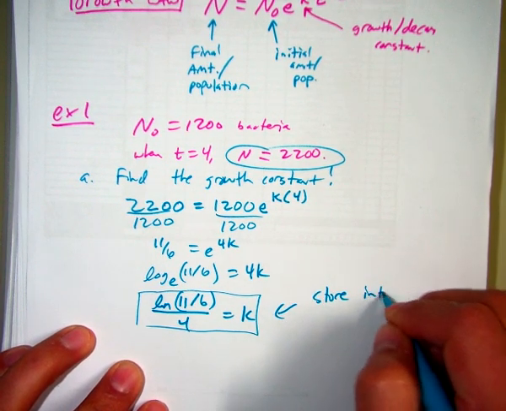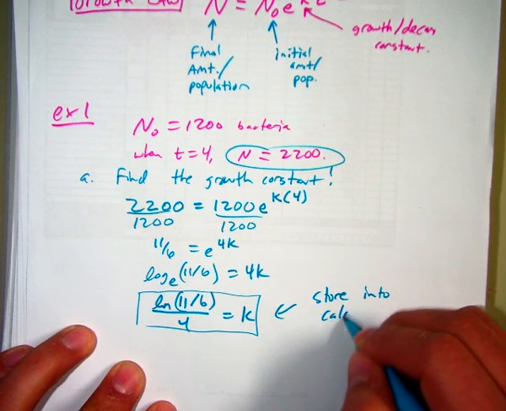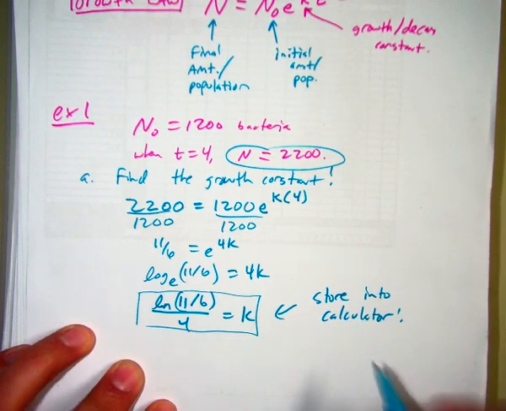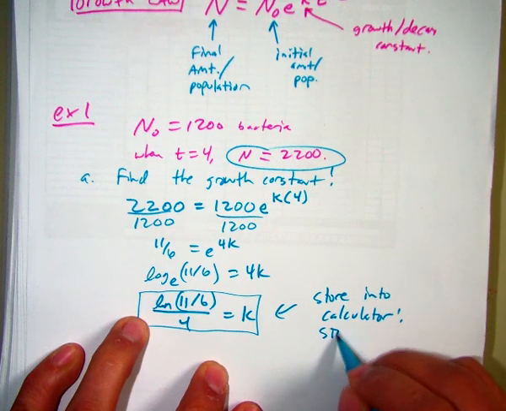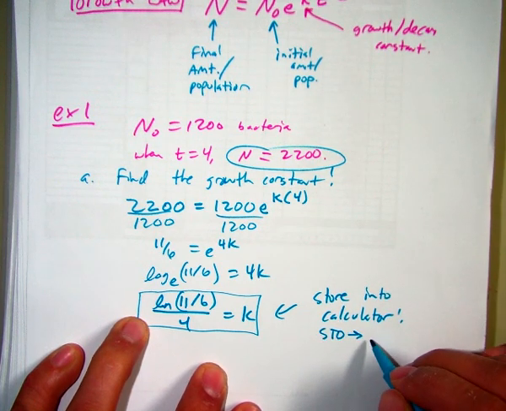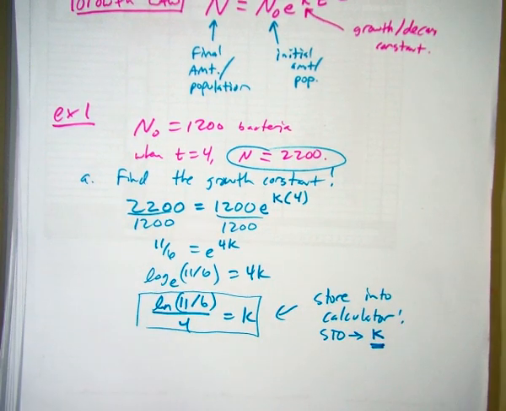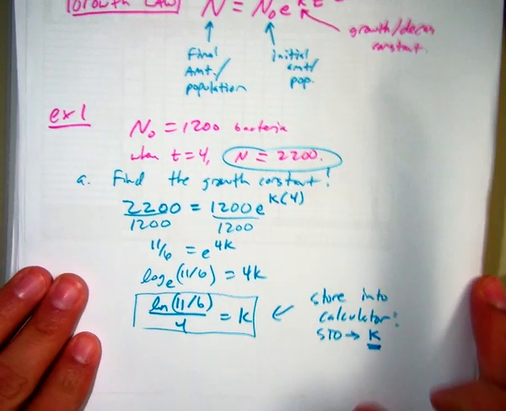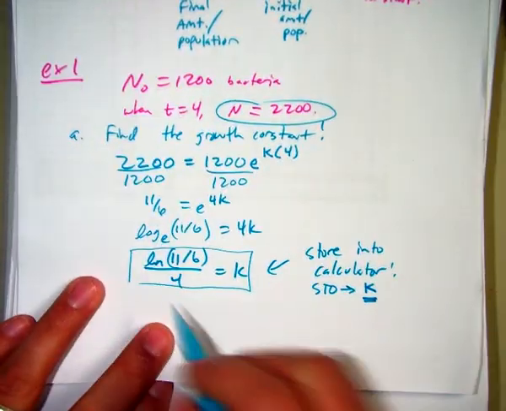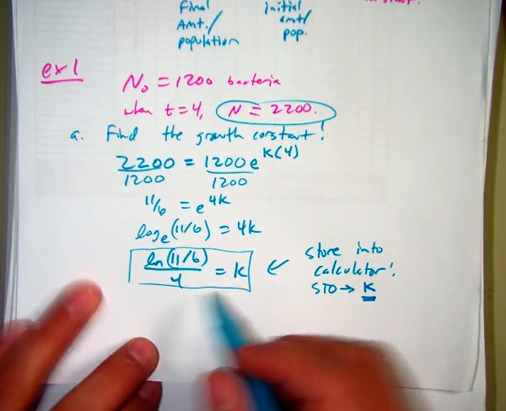Now my advice is to store this into the calculator. And if you forgot how to do that, you press the STO button, and then you assign a variable. I'll probably put it in K. You assign a variable and you store it in there. The idea is now you don't have to type all this in later on when we're doing the calculations.